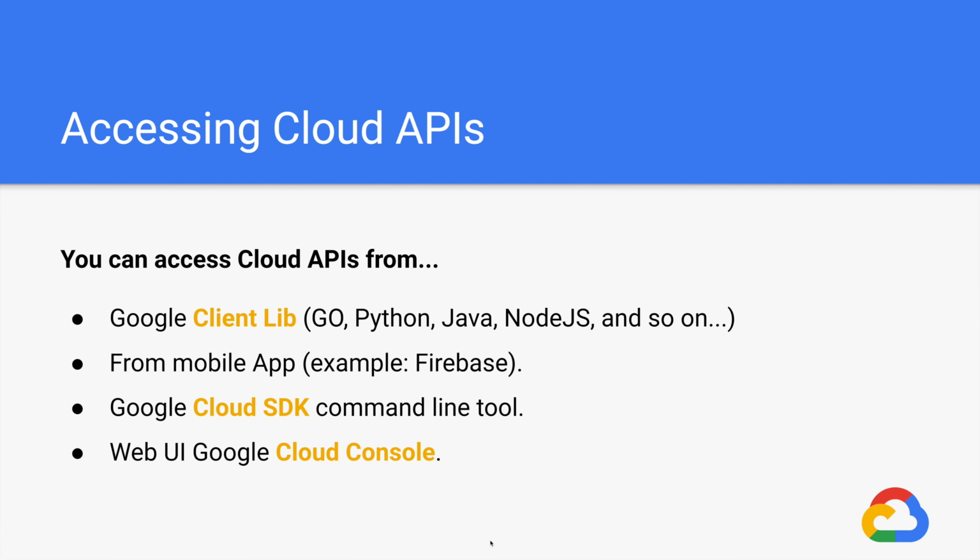And we can also call the Google Cloud APIs from mobile apps using Firebase, and we can use the Google Cloud SDK command line tool to access these APIs, which we are using in our demo sessions. And we can also use the Google Cloud Console. Behind the scenes it uses the Google Cloud APIs to communicate with Google Cloud resources. So these are the ways which can be used to access Google Cloud APIs.